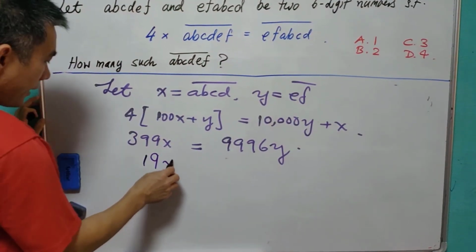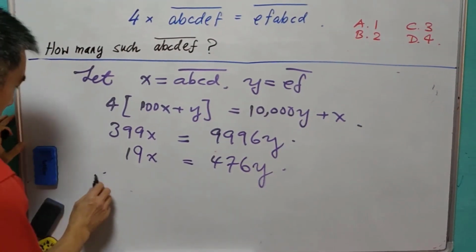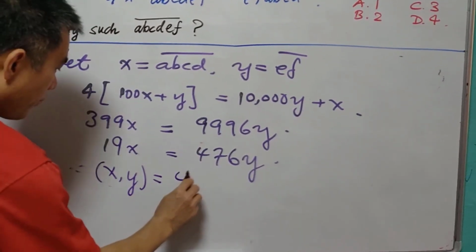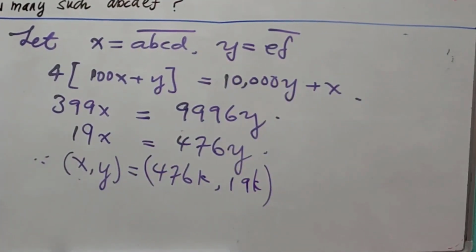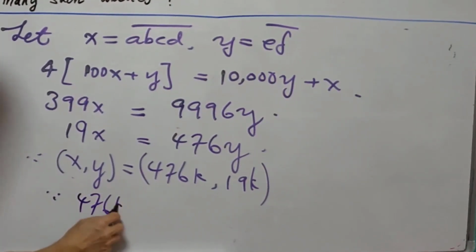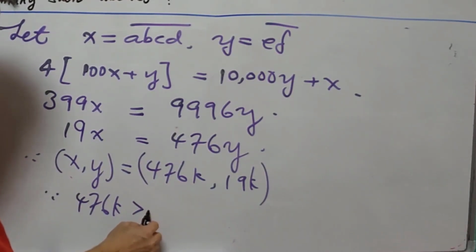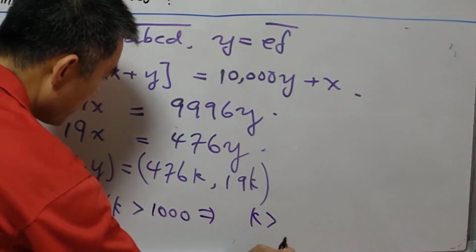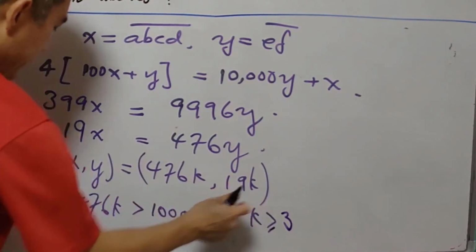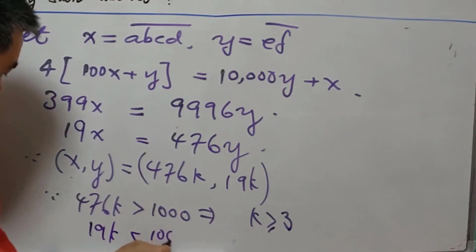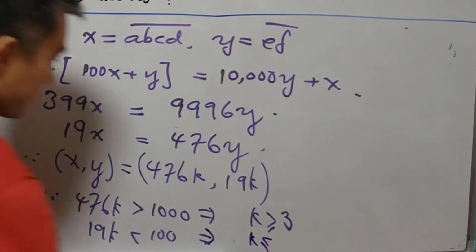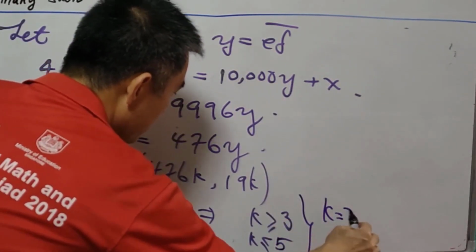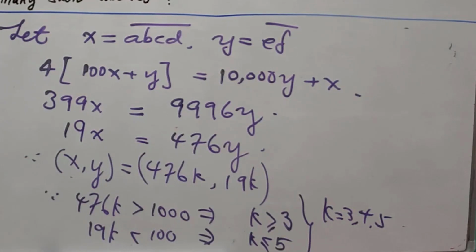Therefore, 19x equals 476y. So it means that in this case, x will equal 476k and y will equal 19k for some integer k. Since 476k has to be a 4-digit number, it must be at least 1,000, so k has to be at least 3. Also 19k must be less than 100, as it must be a 2-digit number, so k has to be less than or equal to 5. So k can be either 3, 4, or 5. Now let us check what happens when k equals 3, 4, and 5 respectively.